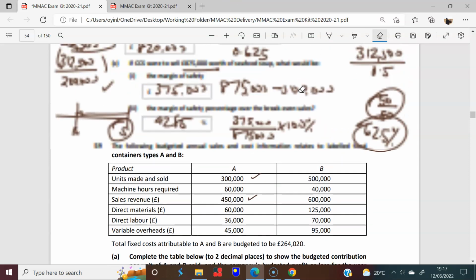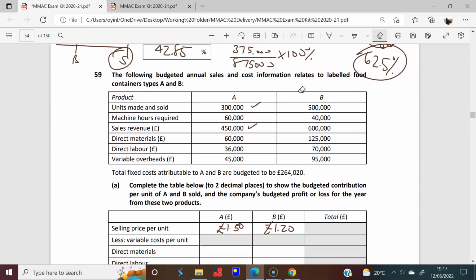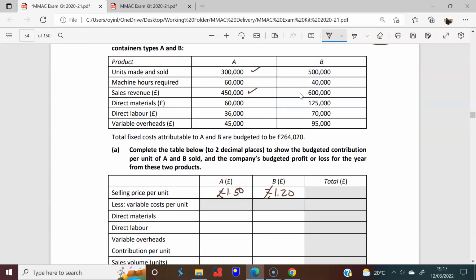Okay, great stuff. Then what do we have next? So we have the materials. Let's look at materials. In terms of materials, we've spent £60,000 on the units that are sold. So 60,000 divided by the 300,000, which is 20p. And then we have the 36,000 divided by the 300,000, which is 12p.